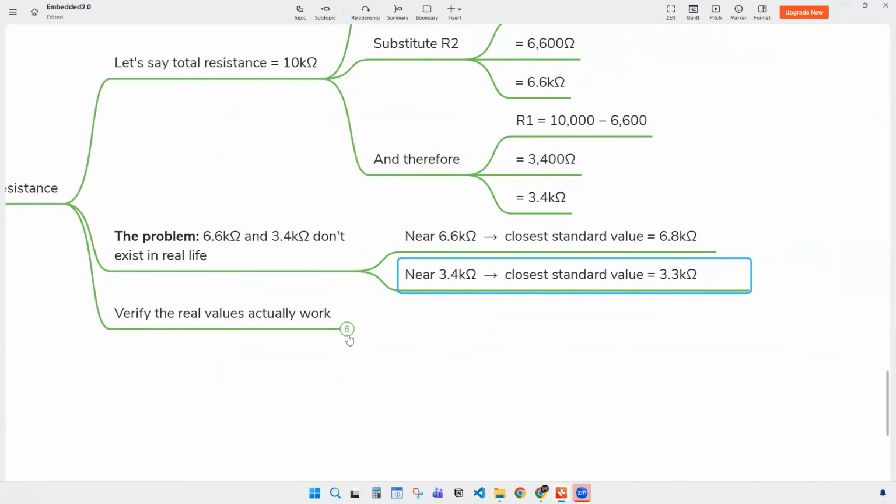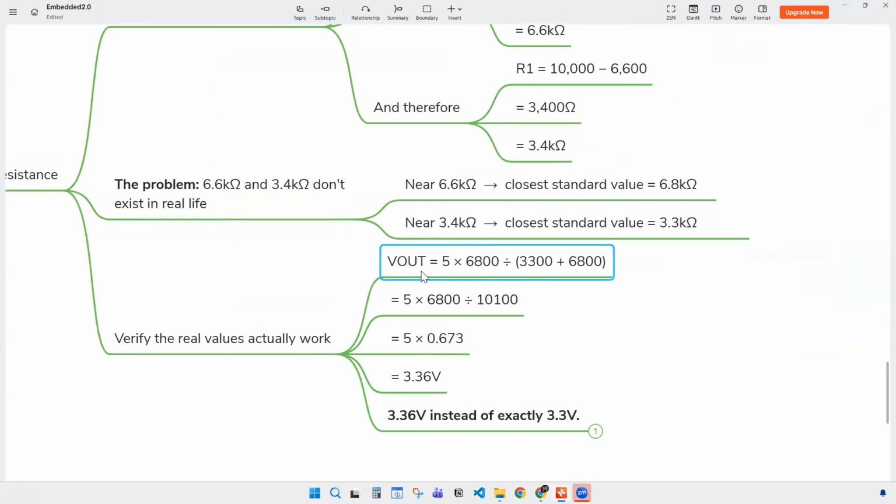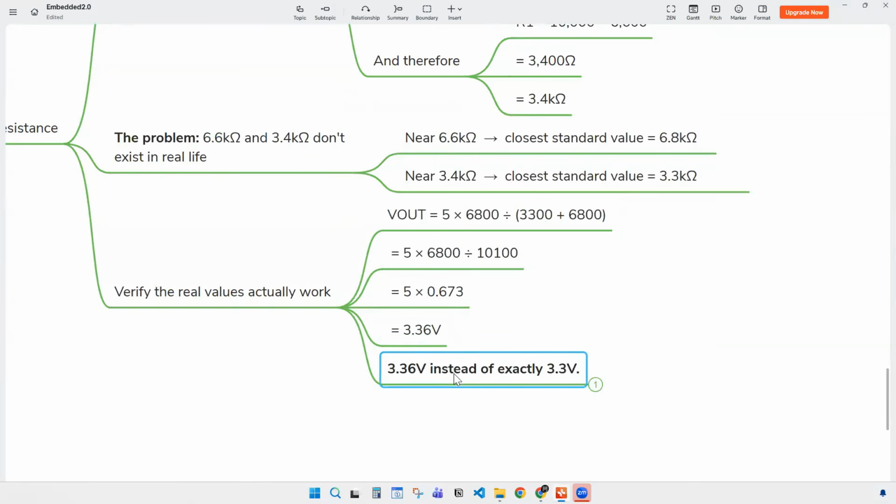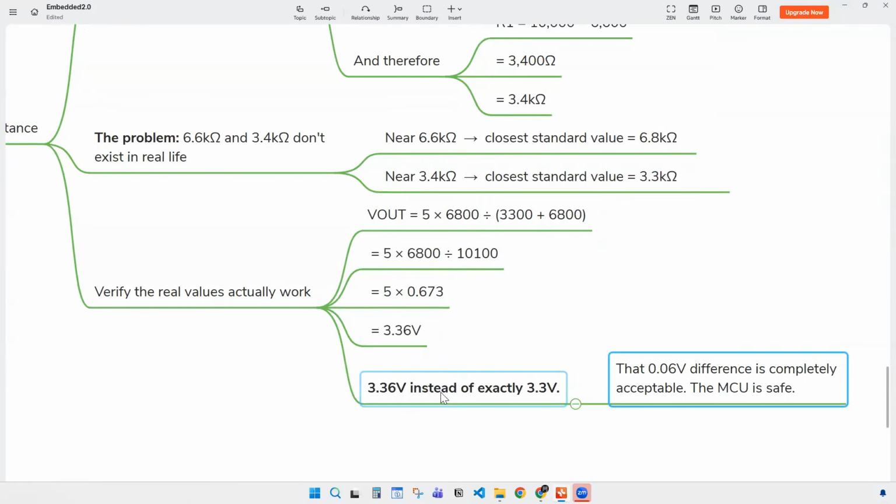Now let us verify it. How can we verify it? Simple. Vout is equal to 5 volts multiplied by 6800, which is R2, divided by R1 plus R2. We are substituting into this equation: 5 multiplied by 6800 divided by 10,100, which is 5 multiplied by 0.673, equal to 3.36 volts. So what is that 3.36 volts telling us? Instead of exactly 3.3 volts, we get 3.36, which is a right answer with a 0.06 difference that is acceptable.